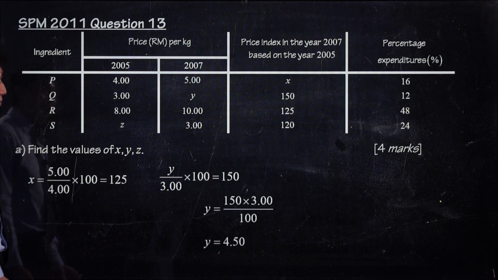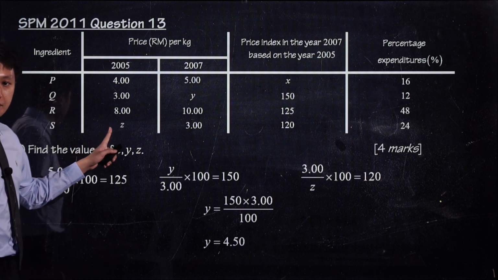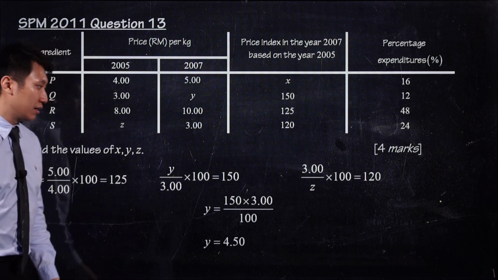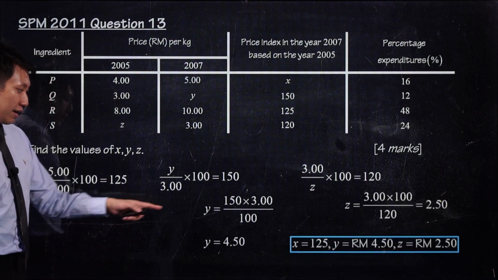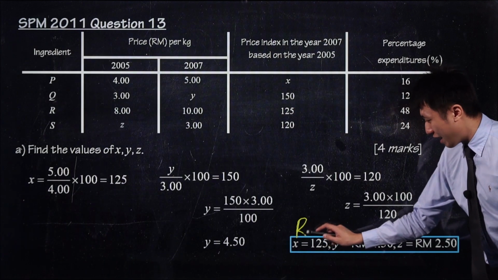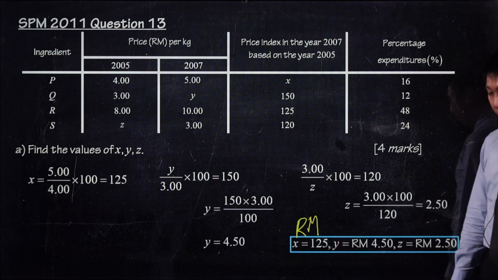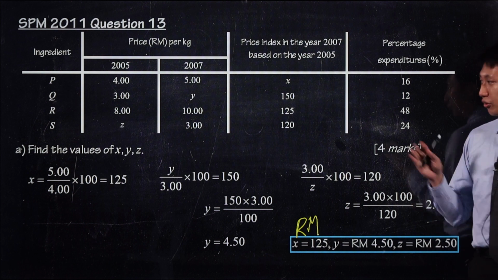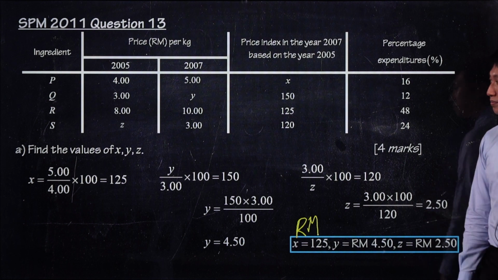Then get the answer, that's in RM. Last one, z. Z is below, right? This is the base here. So 3 divided by z times 100, you get 120. So you can find z easily, 2.5. So x should have an RM here, so I drop that RM, put it somewhere. RM, RM, RM. This is the easiest question that you can get. And every year, you have these 3 marks for you in one of the parts.